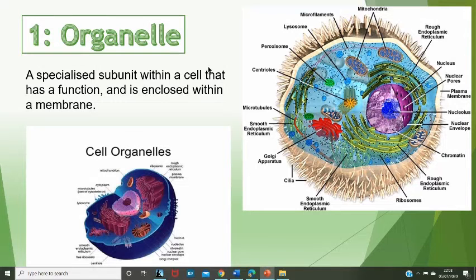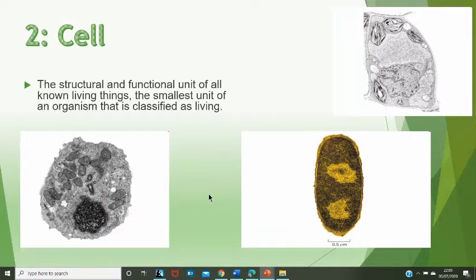Anyways, first of all, let's look at our organelle. It is a specialized subunit within a cell that has a function and is enclosed within a membrane. So, for example, the cell nucleus is an organelle, the mitochondria is an organelle, etc. But it's not the cell completely, it's small components that join each other to form a cell, but it's independent.